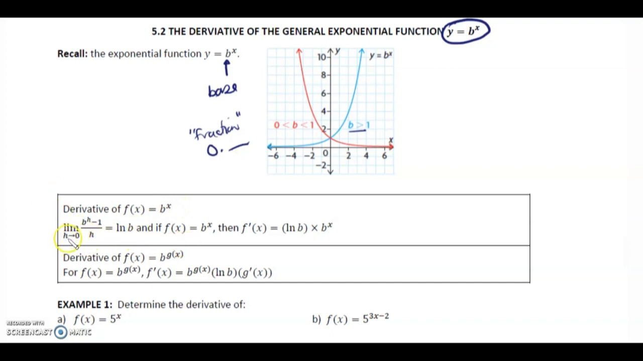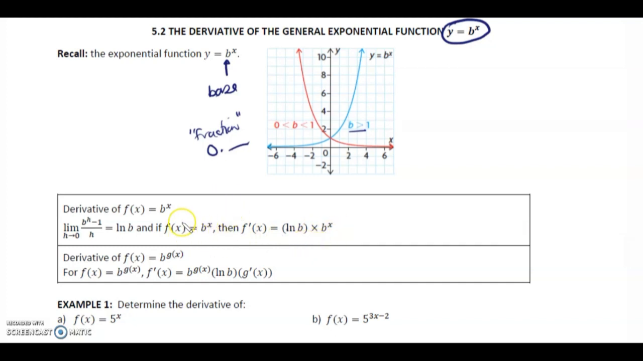So the derivative of f at x equals b to the x is, there is an explanation here. As h approaches 0, b to the h minus 1 over h gives us ln b. And if f at x equals b to the x, then the derivative of f at x equals ln b times b to the x.